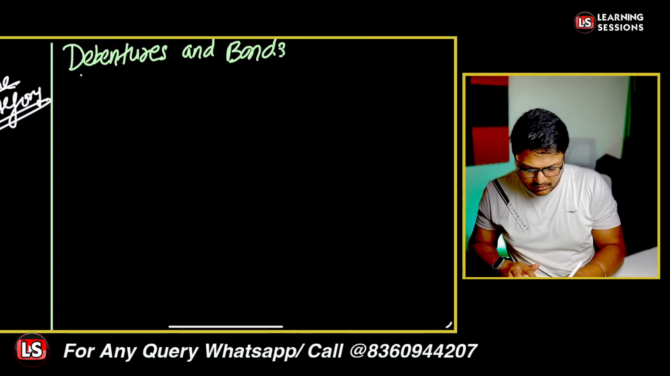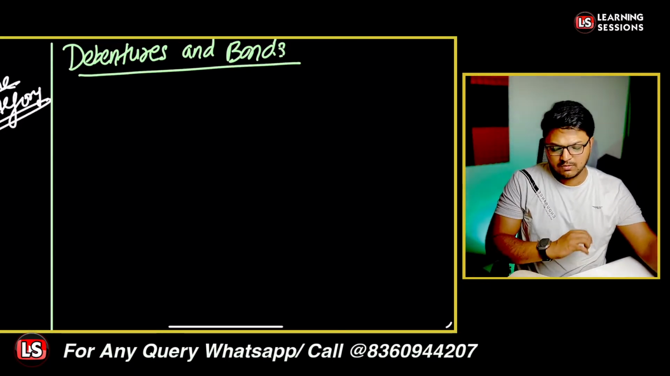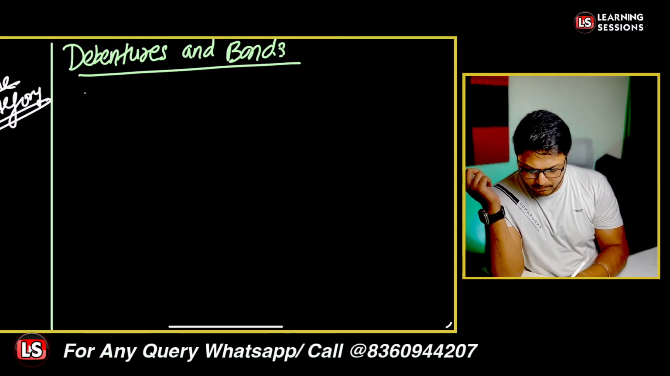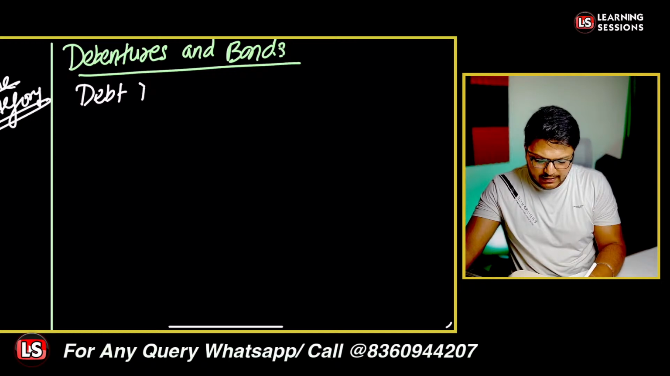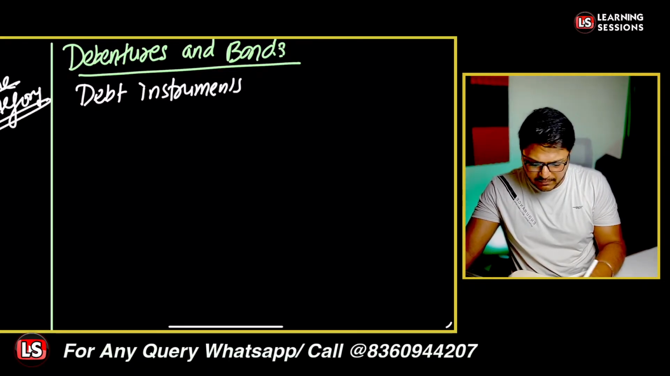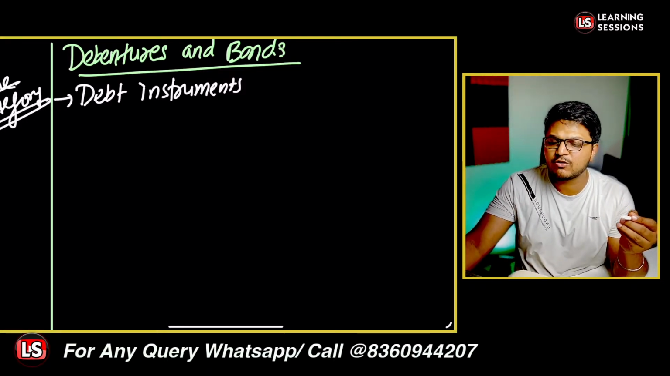It's related to debentures and bonds. Now, what is the difference between debentures and bonds? First of all, both are debt instruments. Both of these are debt instruments. They basically acknowledge the debt. Let's say if a company has issued debentures, it's basically acknowledging the debt of the company.